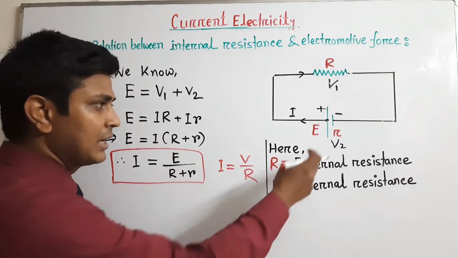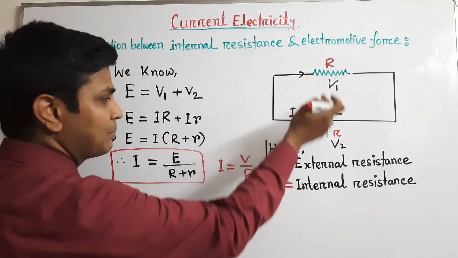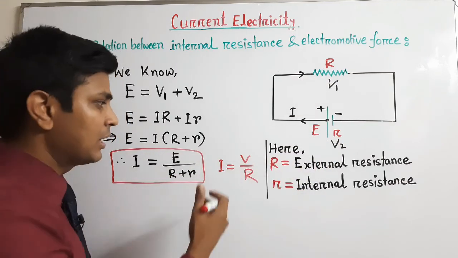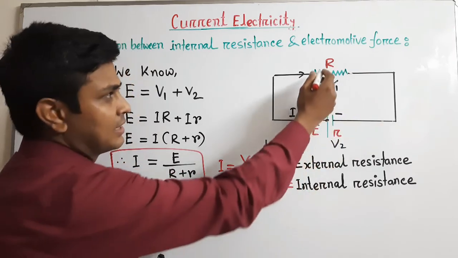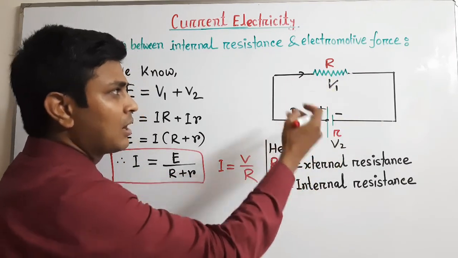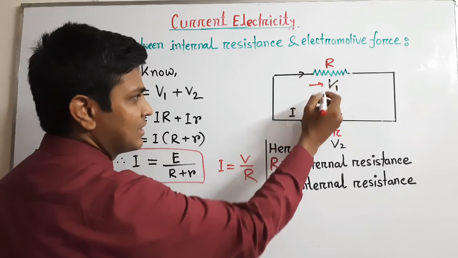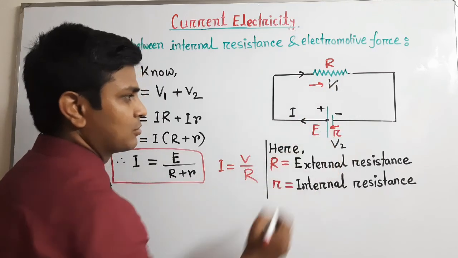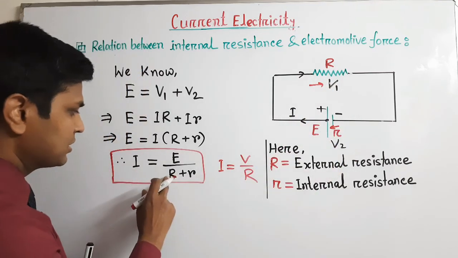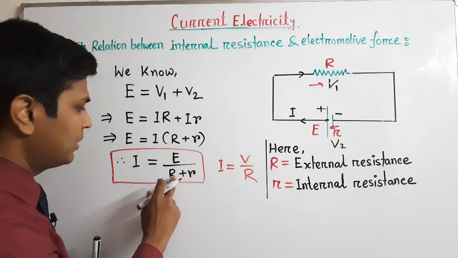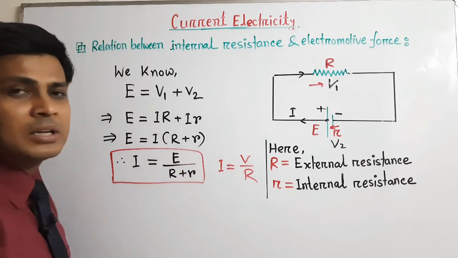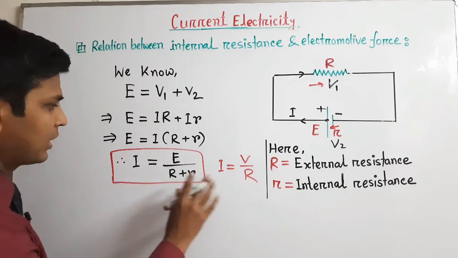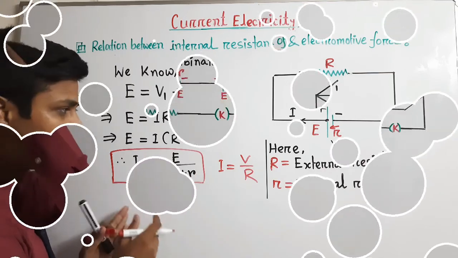But if you consider here the internal resistance, so external plus internal resistance, that means in case of the electromotive force, you have to traverse the electron through the whole circuit. It will pass the external resistance and the internal resistance also. So the total resistance will be capital R plus small r, and this will be the electromotive force. So we can compare these two formulas.